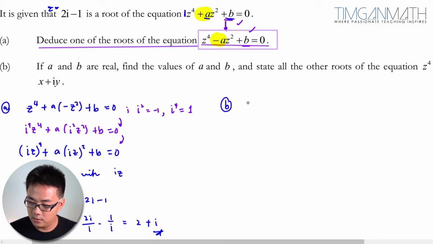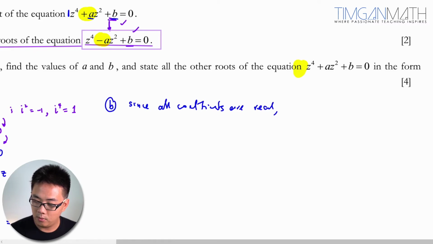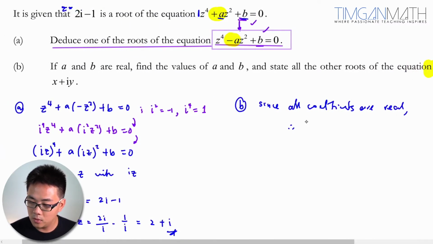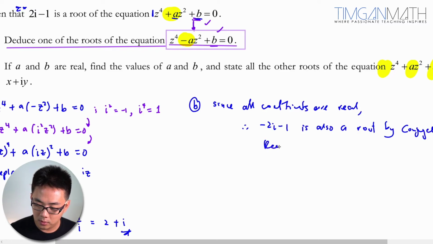Part B. Since all coefficients are real, which means a and b are all real, hence 2i minus 1, well, this is a sneaky one. So make sure you know that the conjugate of 2i minus 1, which is minus 2i minus 1, is also a root by the conjugate root theorem. Okay, so that's one.